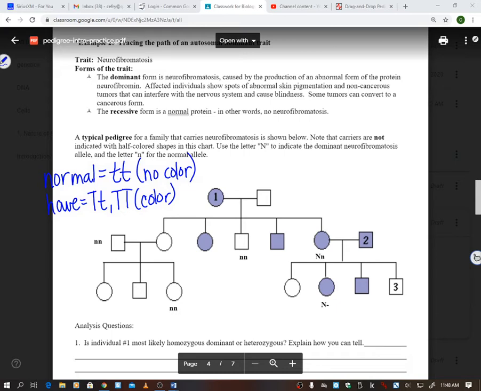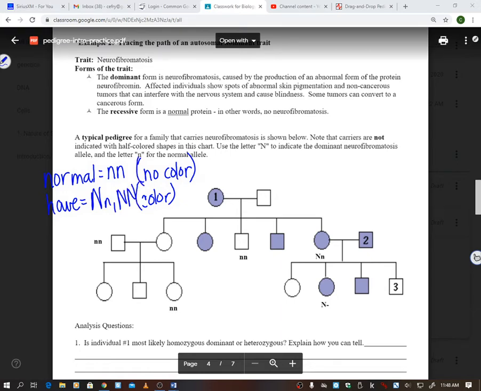Now I know they use ends. You can use ends too if you want. I guess I should have used ends since they already have an N up here. So if you want, you can change this to your normal, which is two lowercase n's. If you have it, you have capital N, lowercase n, or two capital N's.